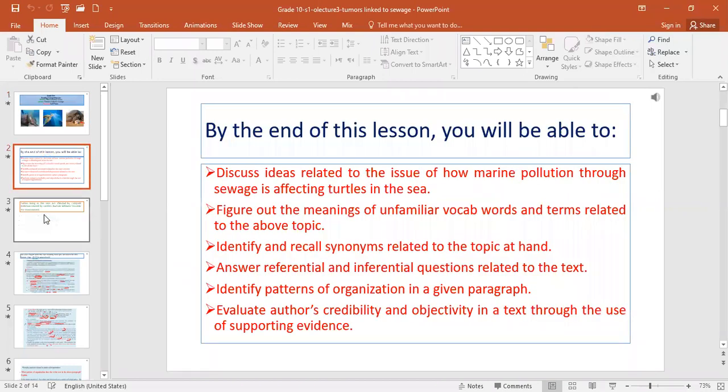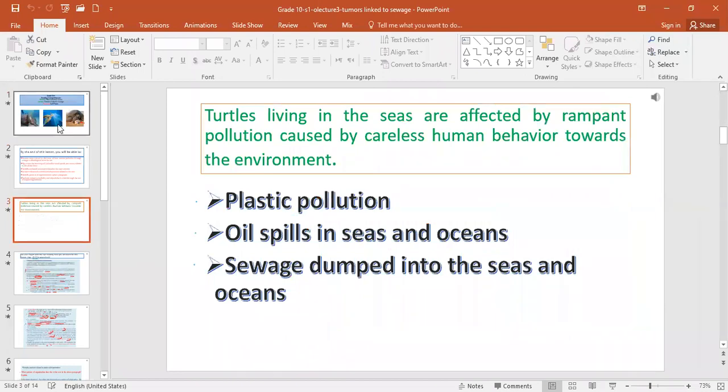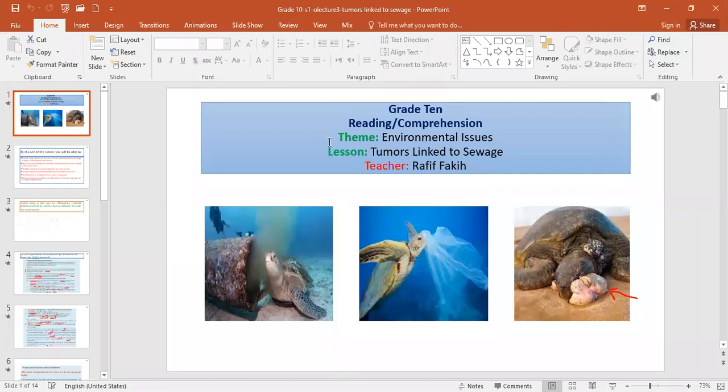Who can define it? Fatima, can you define what a tumor is? A tumor is caused by herpes virus. Okay, great. It is caused by a herpes virus in this case, but generally, what is it? I said something about this in the video. What do you see on this turtle's eye? What kind of a growth is that? Is it normal? No, abnormal.